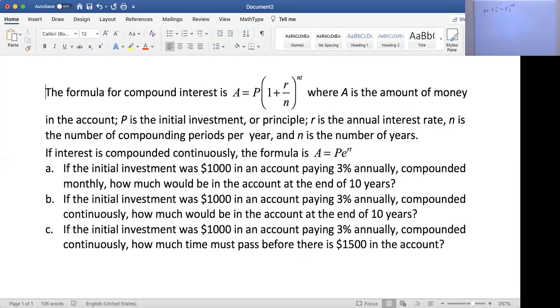A is the amount of money in the account, P is the initial investment or principal, r is the annual interest rate, n is the number of compounding periods per year, and t is the number of years. And then if interest is compounded continuously, we have a different formula. We have A equals P e to the rt.